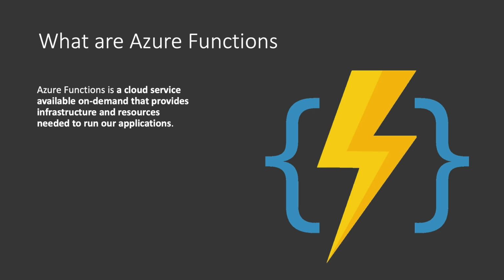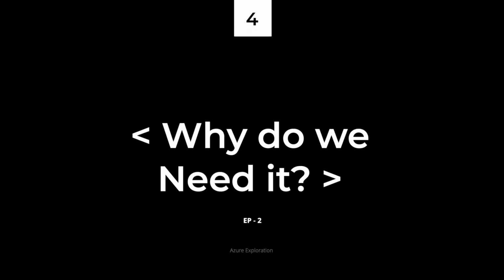So let's say we have 1,000 users using our service, and all of a sudden we have a flood of users, like it went from 1,000 to 50,000. Azure Function will automatically scale up our service in order to meet the demand, and then once that demand goes back down, it will automatically scale back down. So all of that work is automatically handled by the cloud. We don't have to worry about anything. So why do we need it?